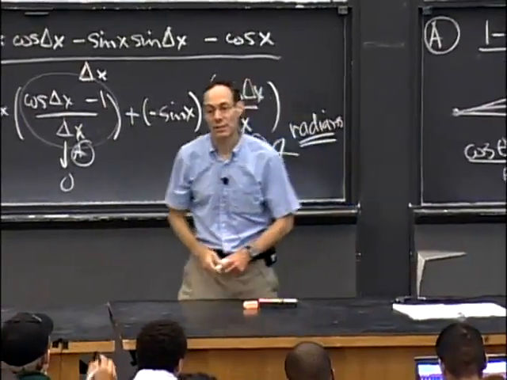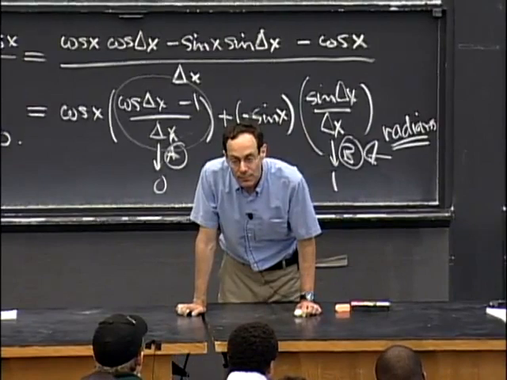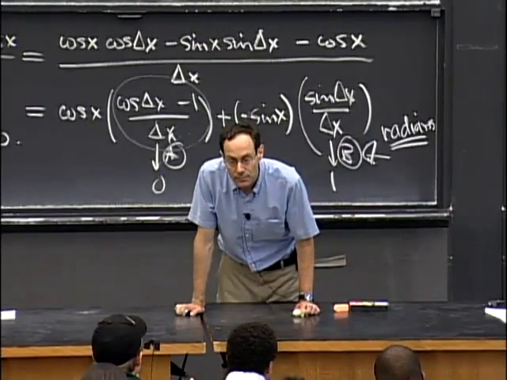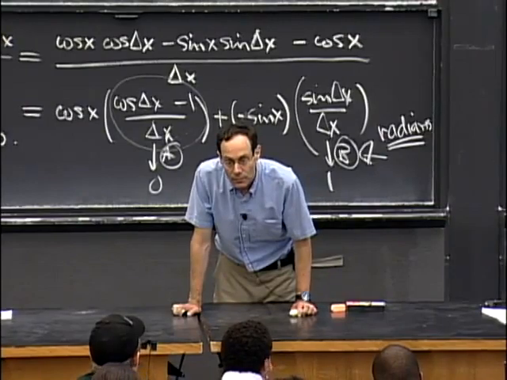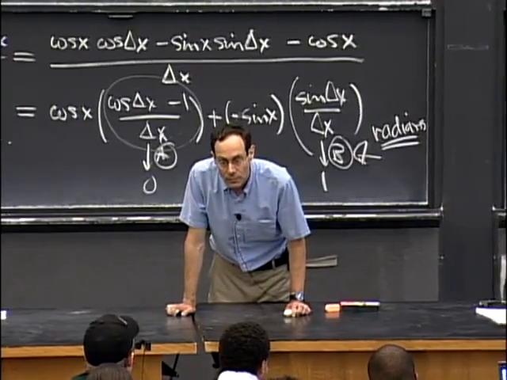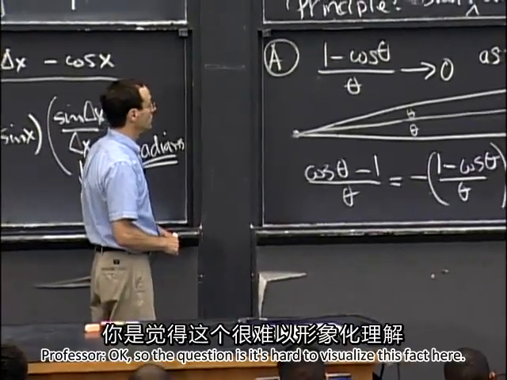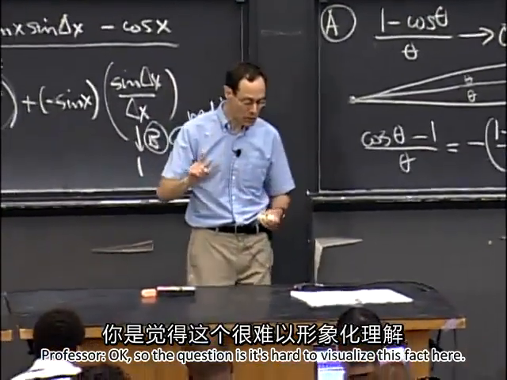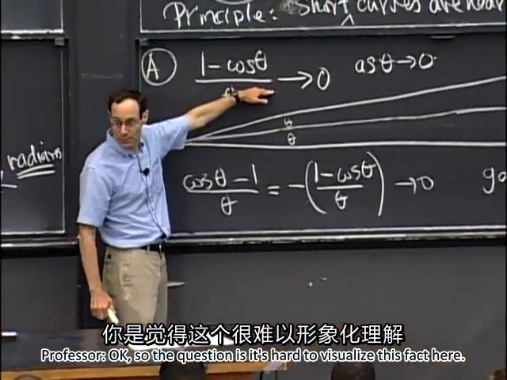Another question. For part A there, when you prove, I'm having a little difficulty conceptualizing it, because it seems to me that as theta gets smaller and smaller, the ratio between 1 minus cosine theta and theta will get closer and closer to 1. I don't understand how that is 0 exactly.